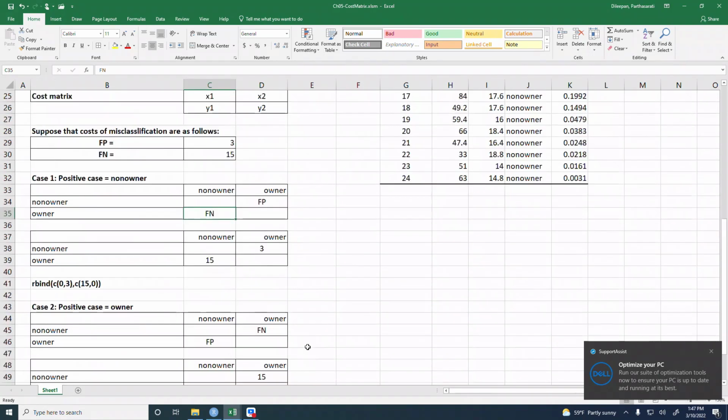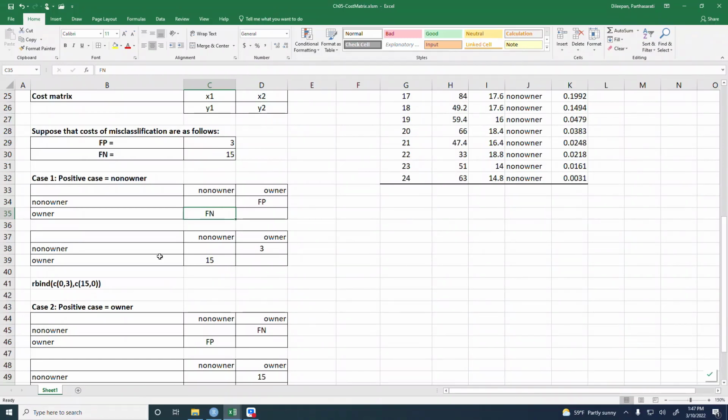So when you set up your rbind, the first row should be 0 and the cost of false positive. The second row would be the cost of false negative and then 0. Okay? So that's how you set up your rbind.